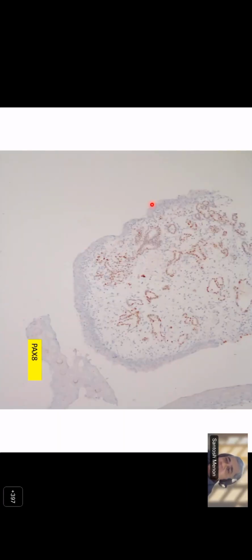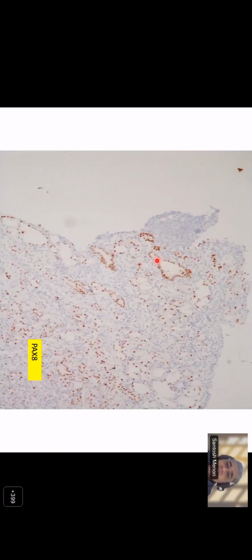So AMACR is strongly and granularly positive. It's in the tubules as well as those capillaries. And this is PAX8. Okay. Fine. This is a nice strong PAX8 positivity in the nuclei of these cells. You see the tubular morphology of these cells, and you can see that they are nicely positive.